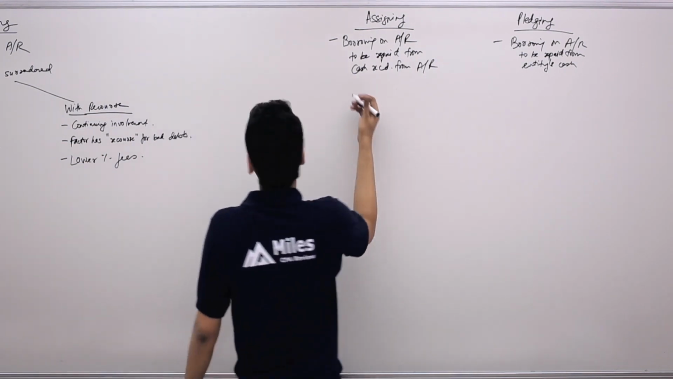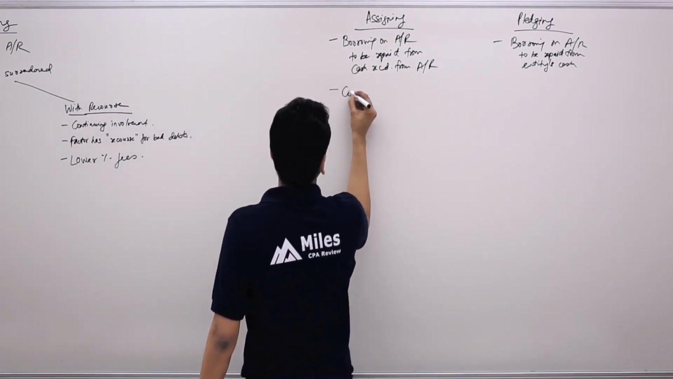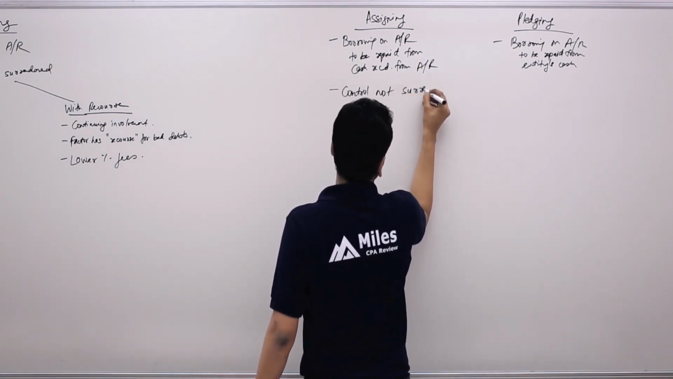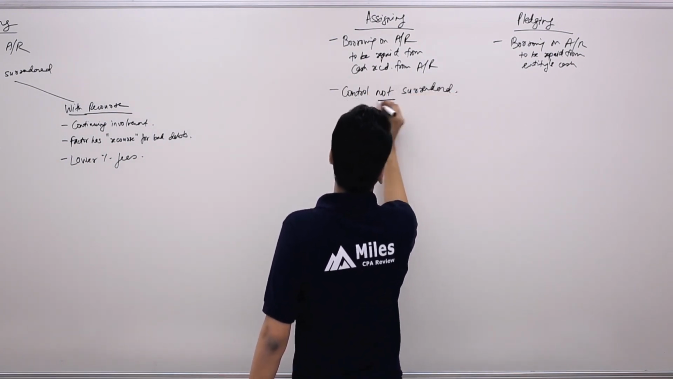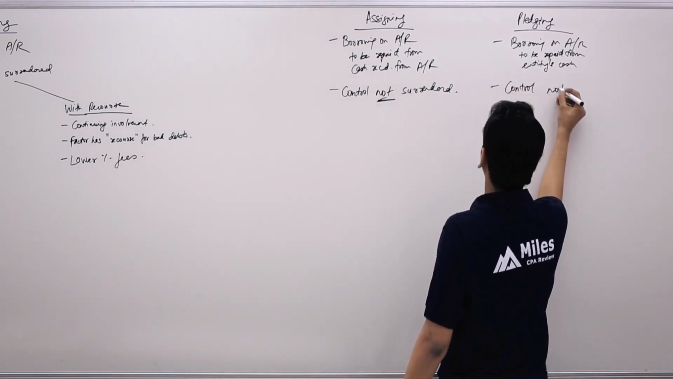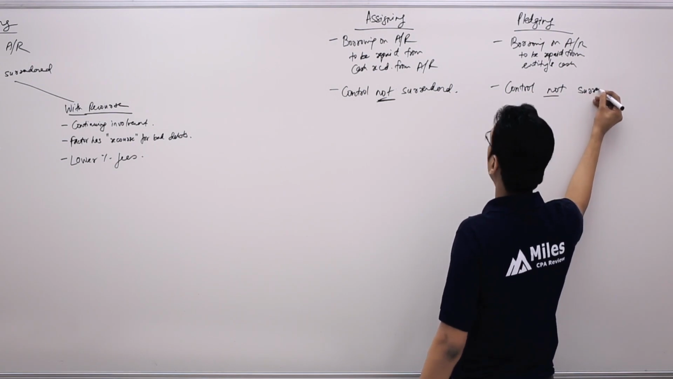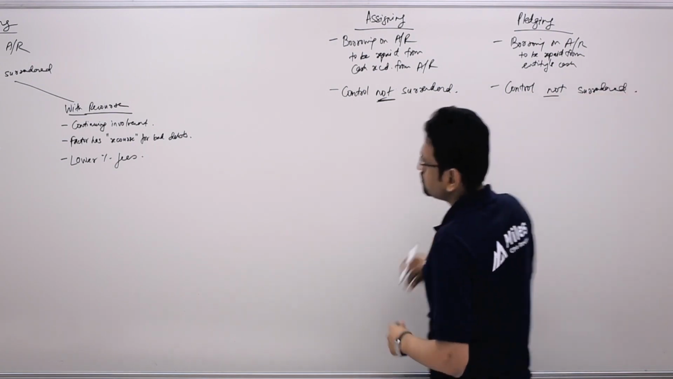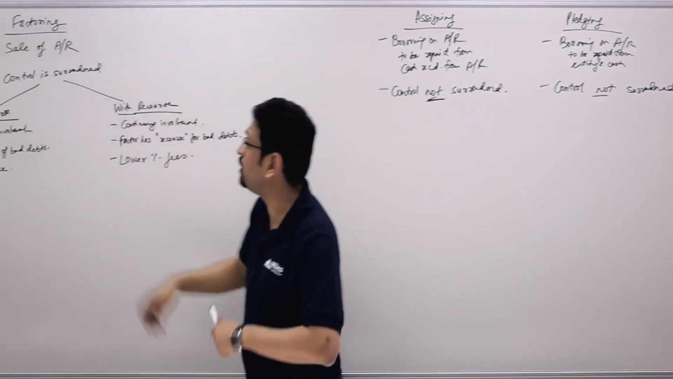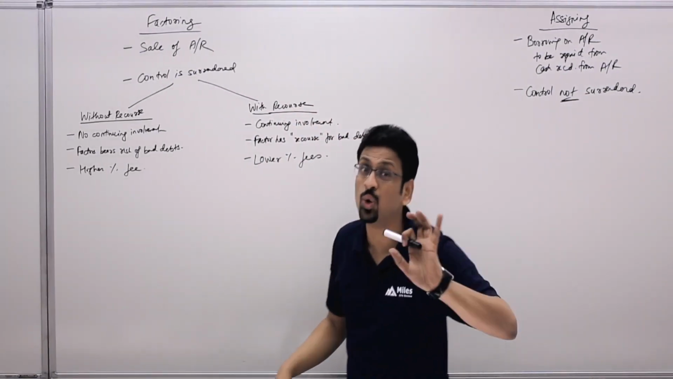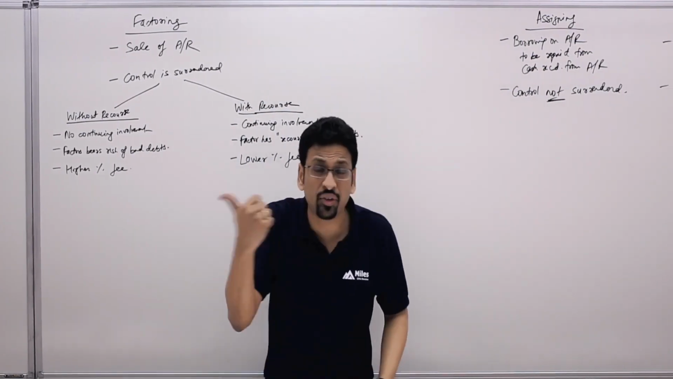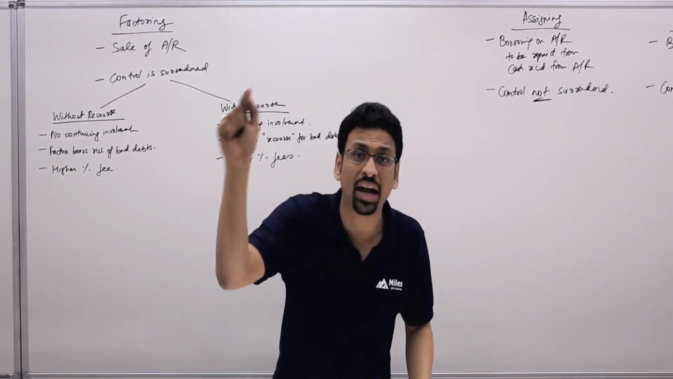So you could say in both these cases, control is not surrendered. You still control your accounts receivable. It's still in your control. But in factoring, you've surrendered control. It's out of your control and in the factor's control.